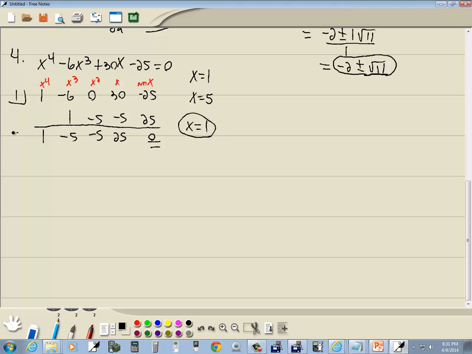Well, let's plug in the other one. Put in 5. And I'm going to continue on the line I just found. Now we started out as x to the 4th. We're now down to x to the 3rd.